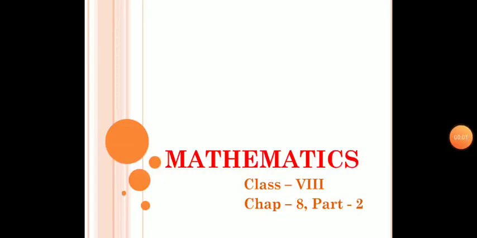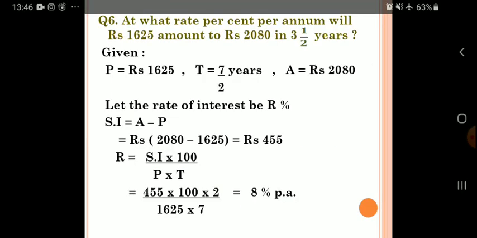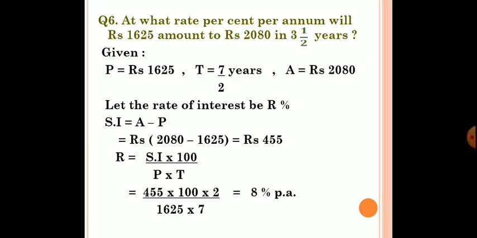This is the second part of chapter 8, that is simple interest and compound interest, and in this part we are going to start from question number 6 of exercise 8A. So question number 6: at what rate percent per annum will rupees 1625 amount to rupees 2080 in 3.5 years?